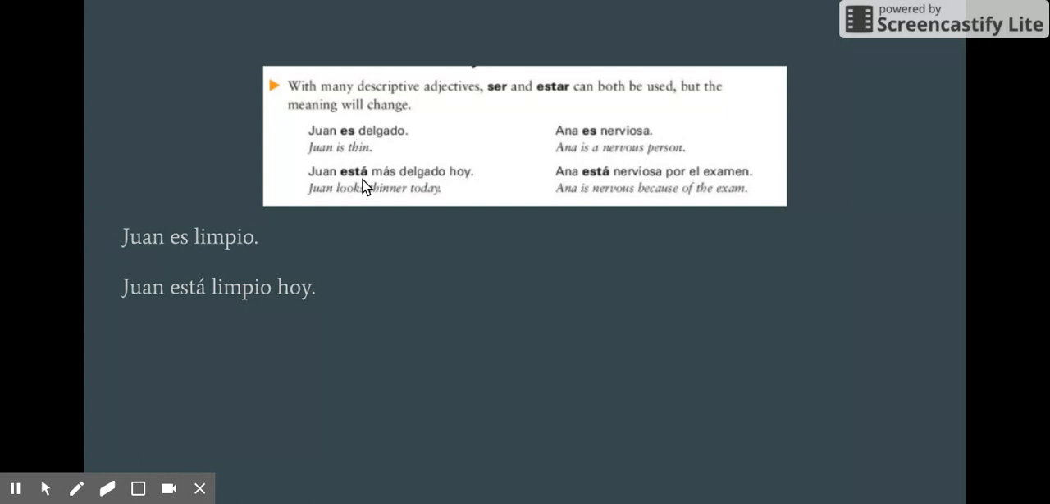Whereas in this case, by using the verb estar, Juan está más delgado hoy, it's implying that normally he's not that thin, and now today he appears thin. So it's more of a short-term condition of being thin.